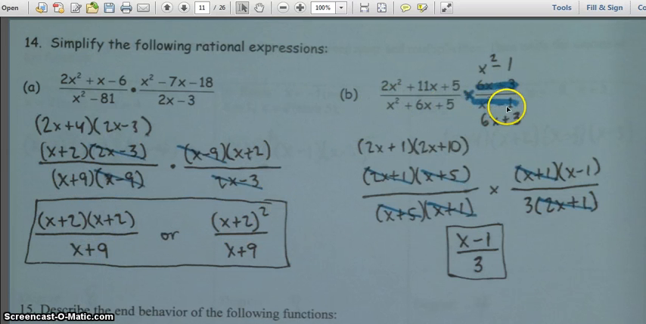Letter B, if I have a fraction divided by a fraction, I change the division in between to multiplication, and I flip the fraction behind the division. Then from there, I simply factor 2x squared plus 11x plus 5. 2 times 5 is 10. The factors of 10 that add to give me 11 are 10 and 1. Notice the factors go second in my parentheses.